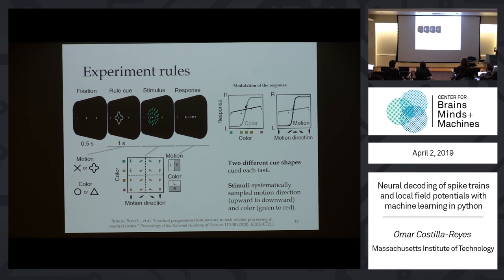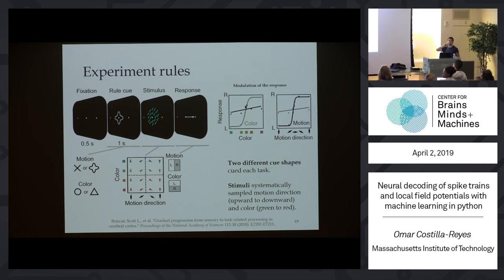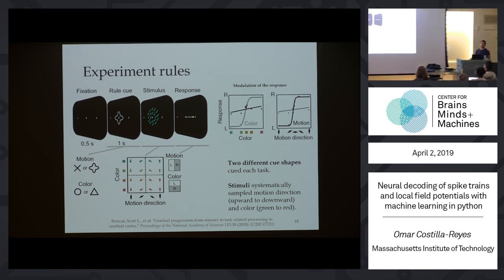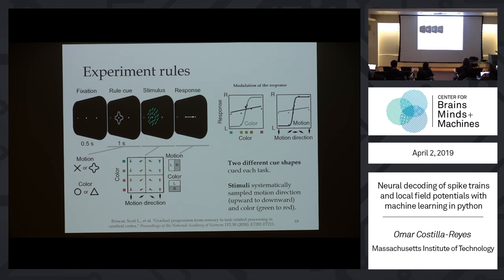Andrew, how long does it take to train these monkeys? Like 2 years. So it takes 2 years for them to learn this kind of rules. It's hard for them, and it's a lot of effort. Hard for the postdoc too. Huh? It's hard for the postdoc too.